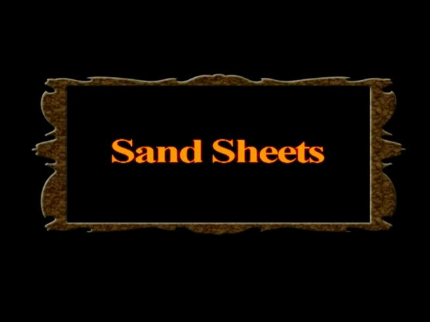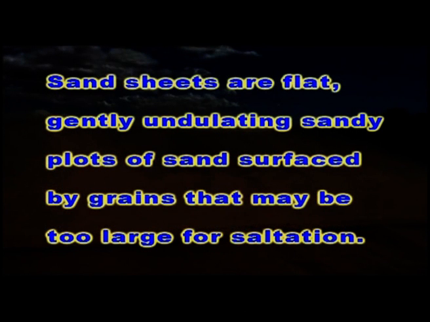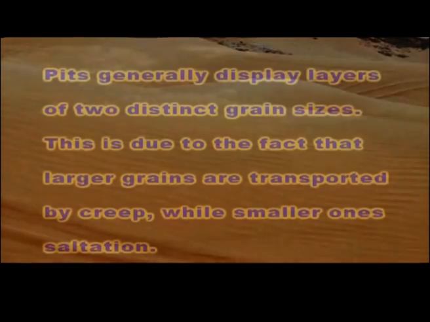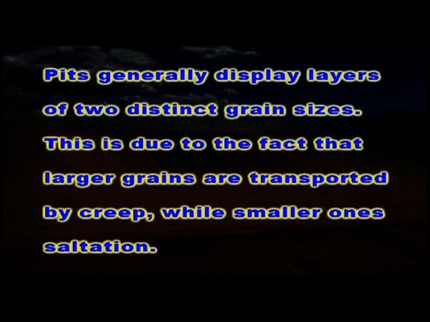Next comes sand sheets. Sand sheets are flat, gently undulating sandy plots of sand surface by grains that may be too large for saltation. The surface is usually rippled. Pits generally display layers of two distinct grain sizes. This is due to the fact that larger grains are transported by creep while smaller ones are transported by saltation. Sand sheets are formed on borders of deserts having scanty vegetation.